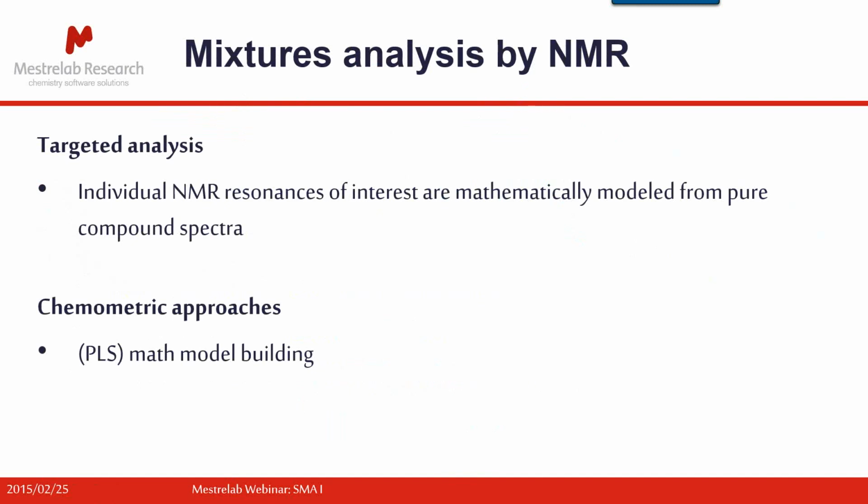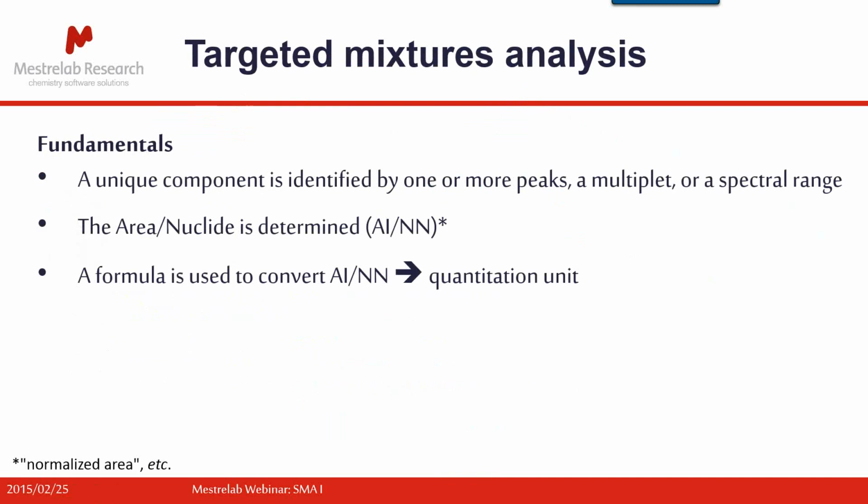The second approach is by using chemometrics and things like PLS. Math modeling is hugely successful and useful in many, many cases. I'm going to say absolutely nothing about the second of these approaches, chemometrics. I'm going to focus all my attention on targeted analysis.